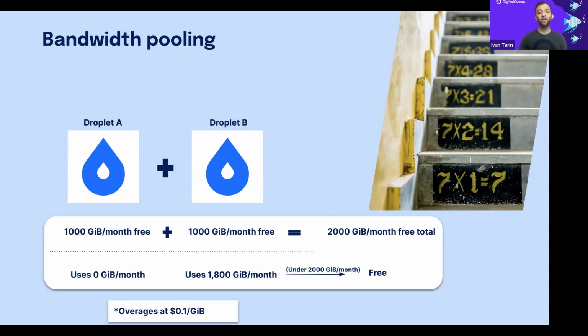So the more droplets you have, the larger allowance you have as well. You add all that together, and anything that you do go over will be at 1 cent per gigabyte.